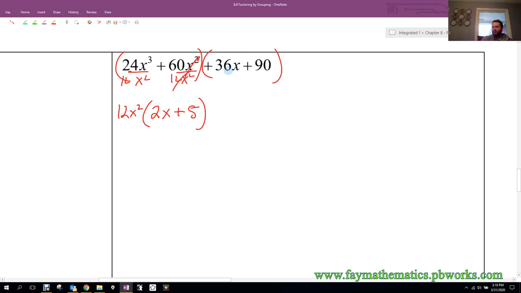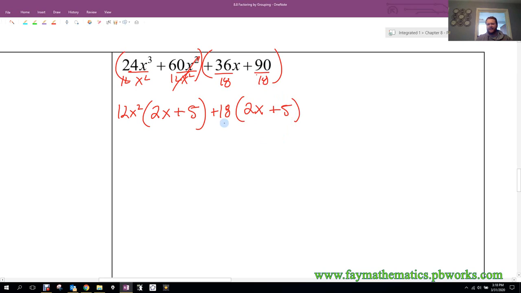And they are also both having a GCF in them. And if we look at the GCF, they're both divisible by 18. So I'll take a plus 18 out. 36 divided by 18 is 2. And 90 divided by 18, that gives me my 5.